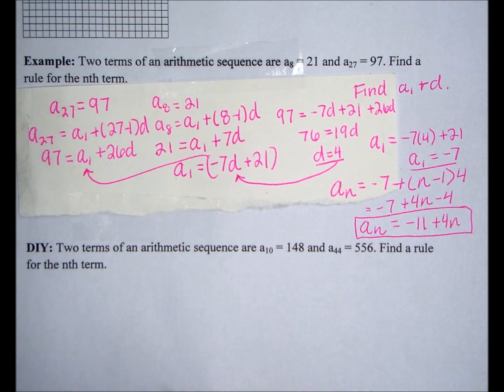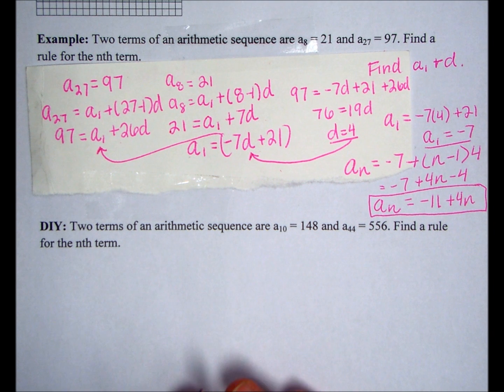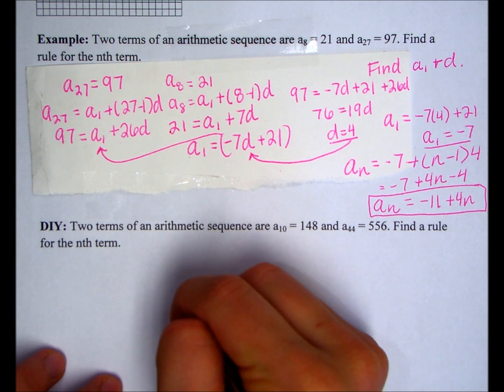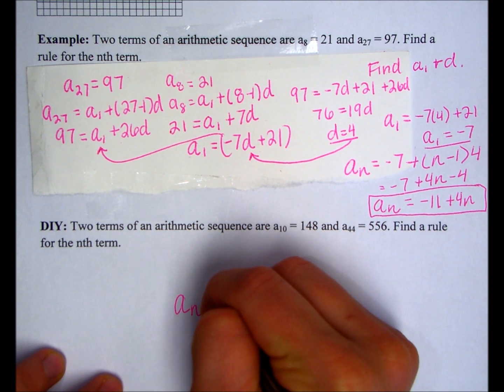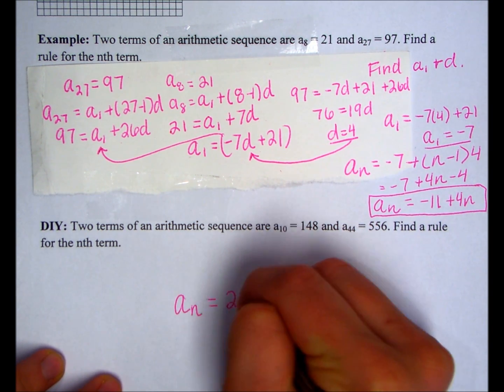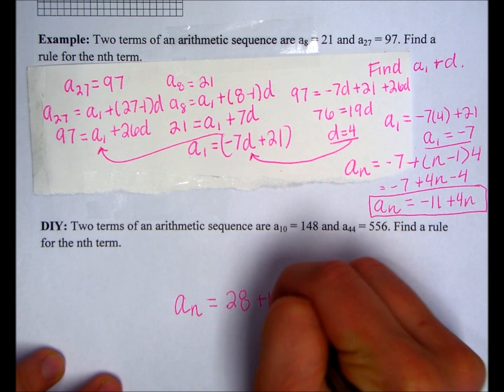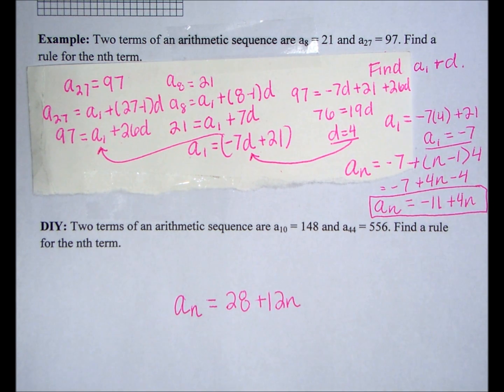I'm going to let you try the next example below. You should get your final answer as a sub n equals 28 plus 12n. And if you have questions on that, we can answer those tomorrow in class.